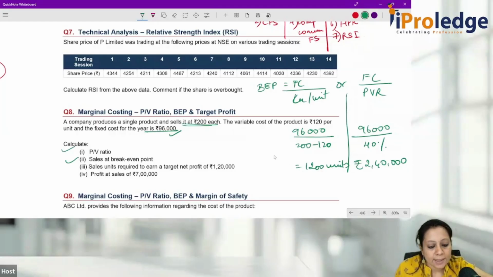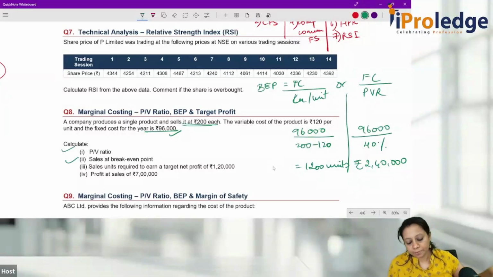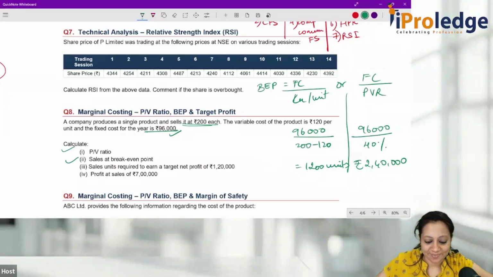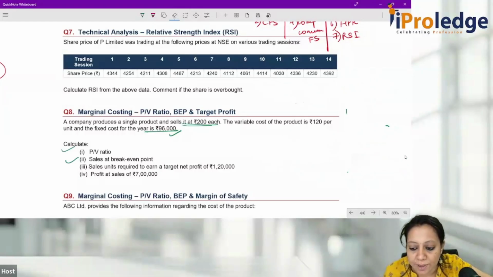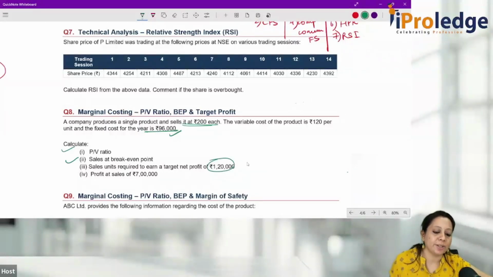Okay. So now sales units required to earn a target net profit of 1,20,000. Let us do that also. So now we will proceed to sales required to earn a profit of 1,20,000. They have told the desired profit. They are desiring a profit of 1,20,000. They have given the desired profit in the question.